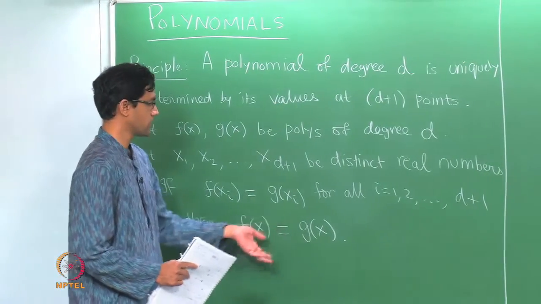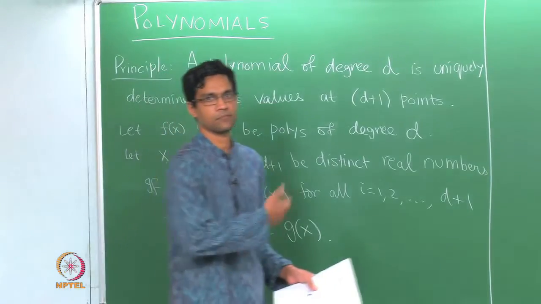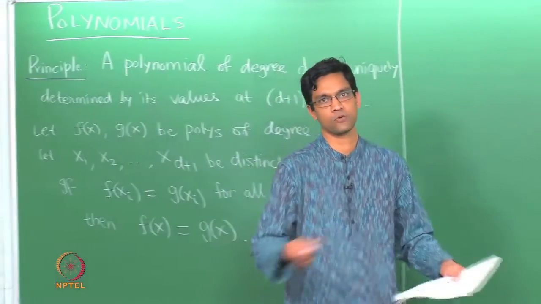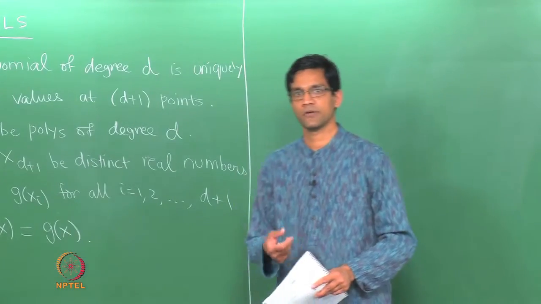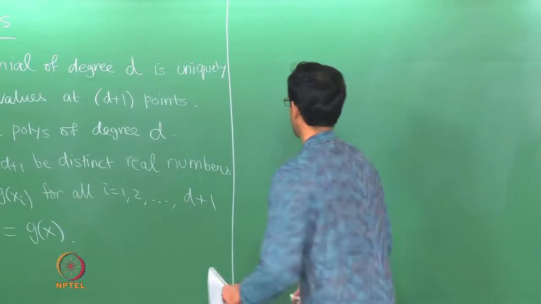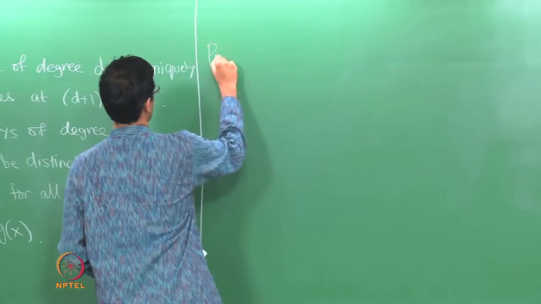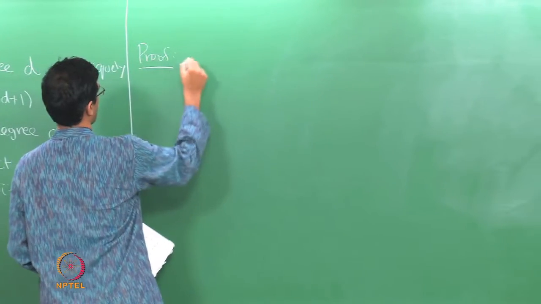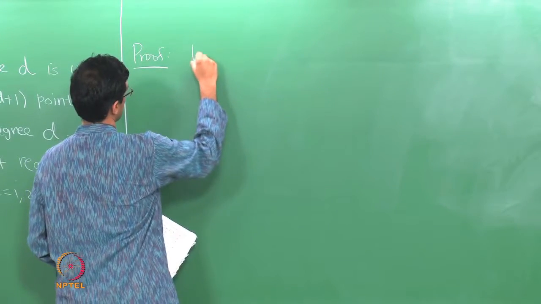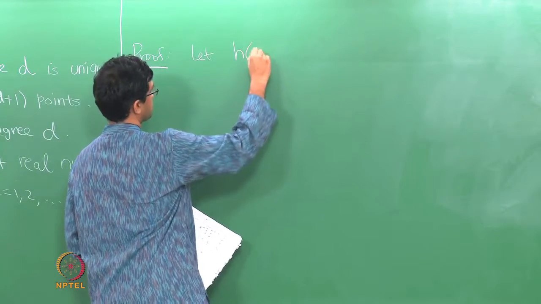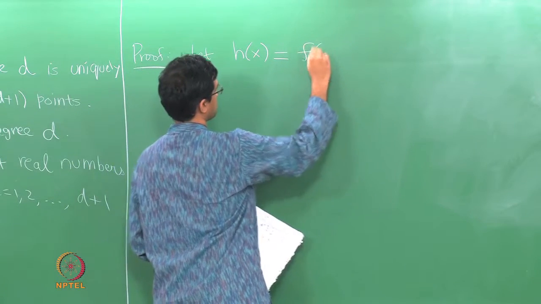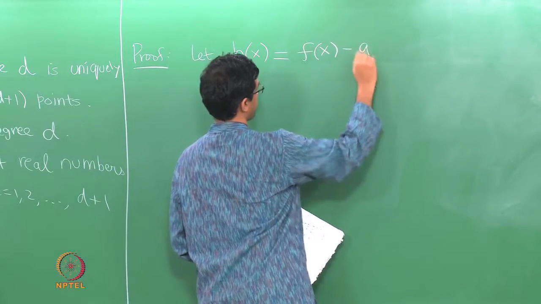What one does in many such things where you must prove that two objects are equal is you consider their difference. So, let us prove this statement. Here is a proof. Let us consider a new polynomial called h of x, which is just the difference between f and g.